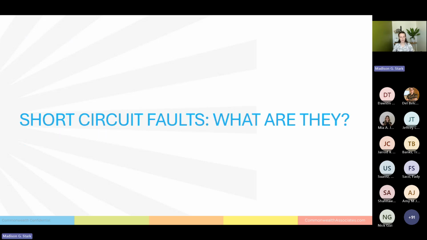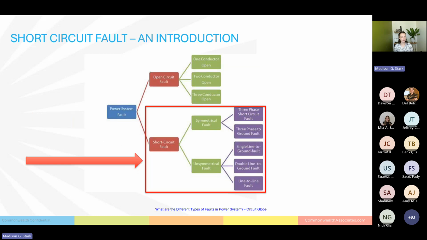Right off the bat, getting into the super fundamentals of what is a short circuit fault. Power system faults exist in 2 categories. You have open circuit faults and you have short circuit faults, or closed circuit faults. Open circuit faults are discontinuities, short circuit faults are unintended continuities, and those branch out into symmetrical faults and asymmetrical faults, and each of those categories has subtypes in them as well. Today we're going to be focusing on short circuit faults. We're not really going to touch on open circuit faults.